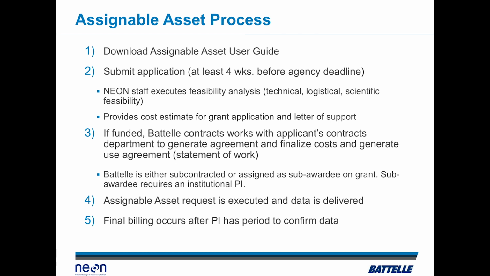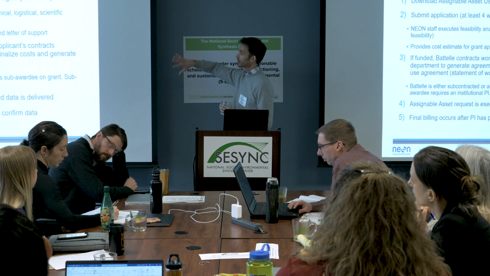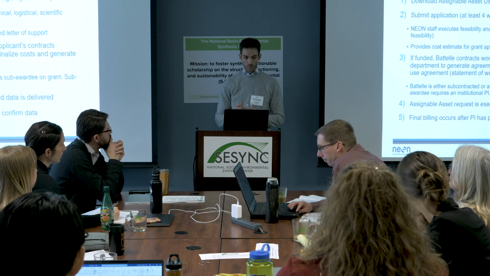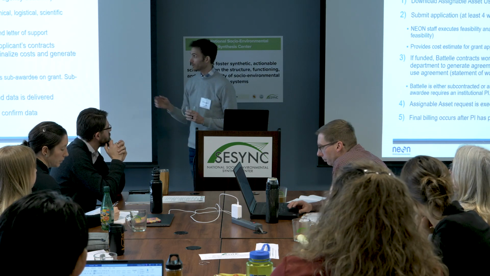But then you'd submit an application, and normally, if you're submitting that application because you want to use the AOP in your grant, then we would recommend submitting your application at least 4 weeks before the deadline of whatever granting agency you're submitting to, to give us enough time to give you an appropriate financial quote for how much that portion will cost. So once you submit the application, then we execute a feasibility analysis. And then we would provide a cost estimate for your grant application and a letter of support.